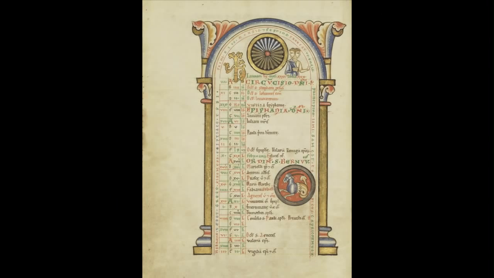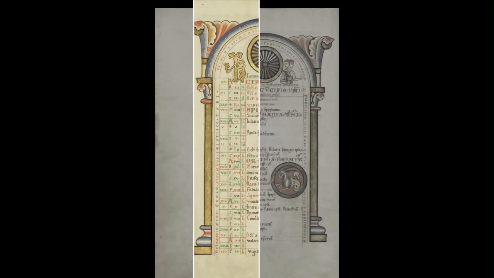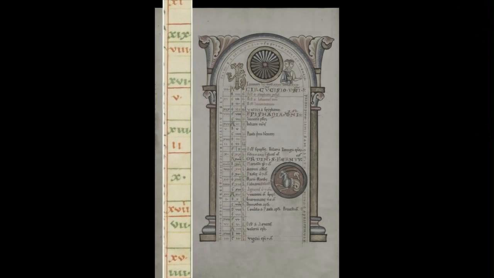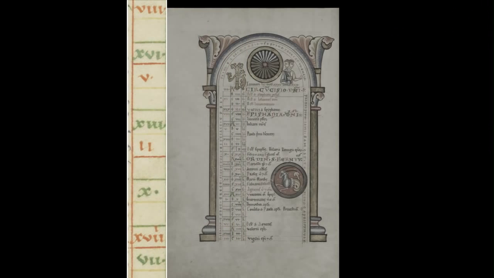This calendar page shows the month of January. The Roman numerals that you see in this column were called the golden numbers. These numbers helped the reader determine the phases of the moon. They were used together with a series of tables to calculate the date of Easter, which varies from year to year.